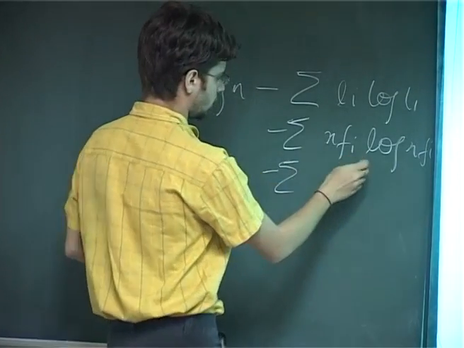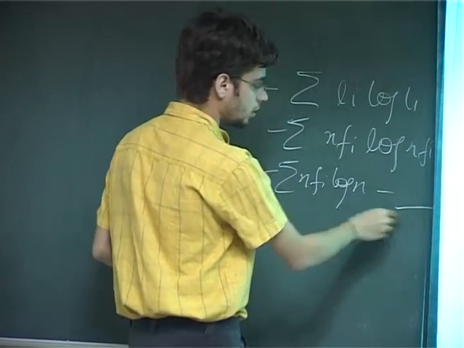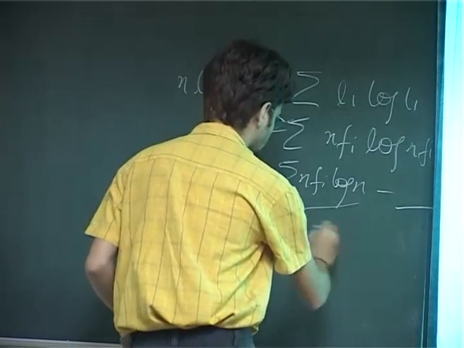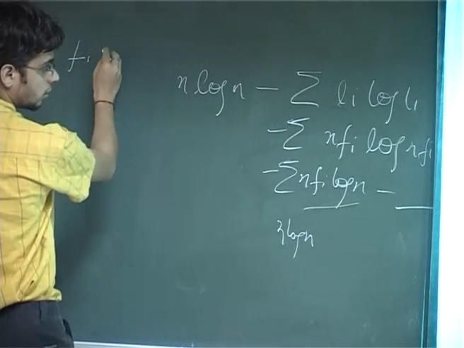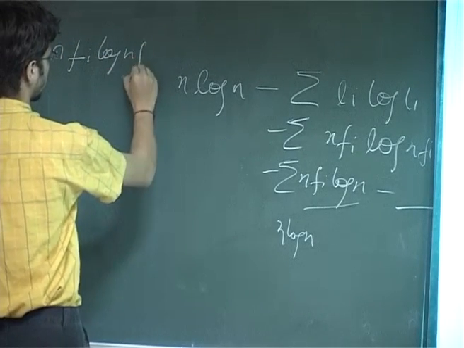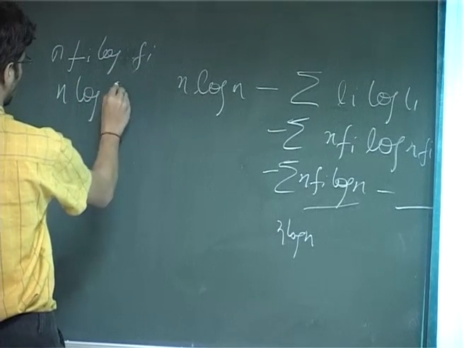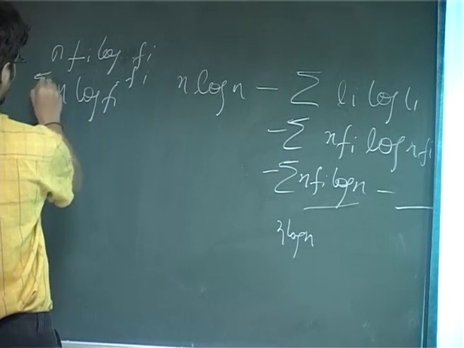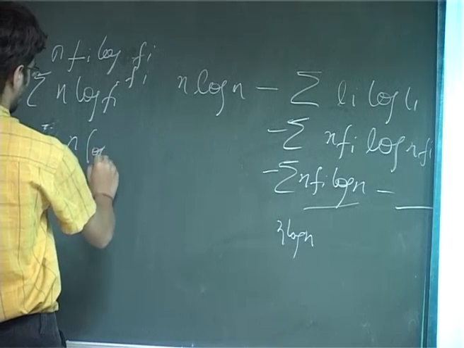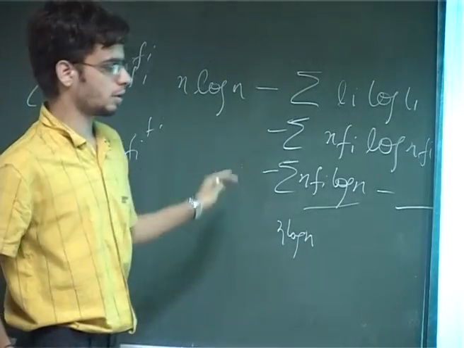We'll keep it as n fi log of n fi, and minus this part. So this will come out to n log n, and this will come as n fi log n fi, which is log n plus log fi, and the summation of this gives n into the summation of fi log fi. So you have calculated. Okay, I will show that in the report.